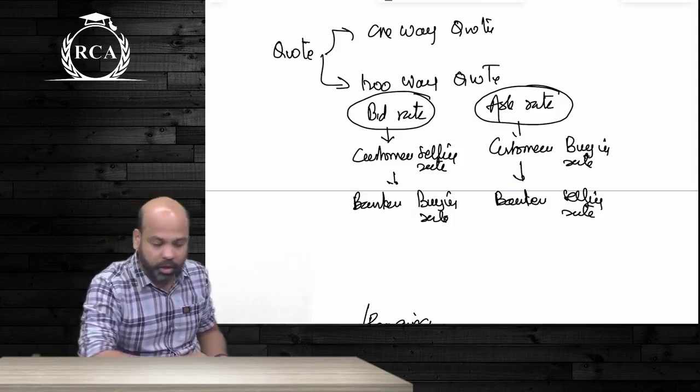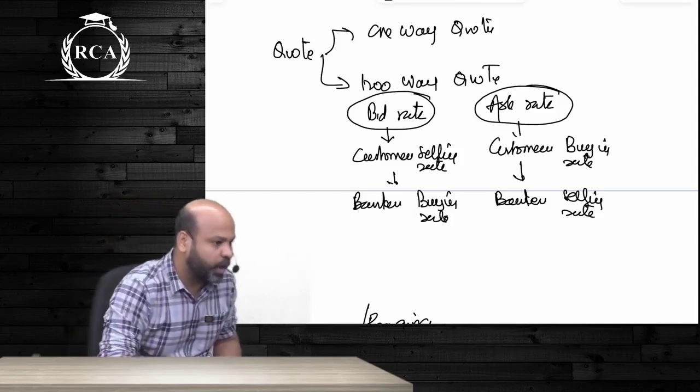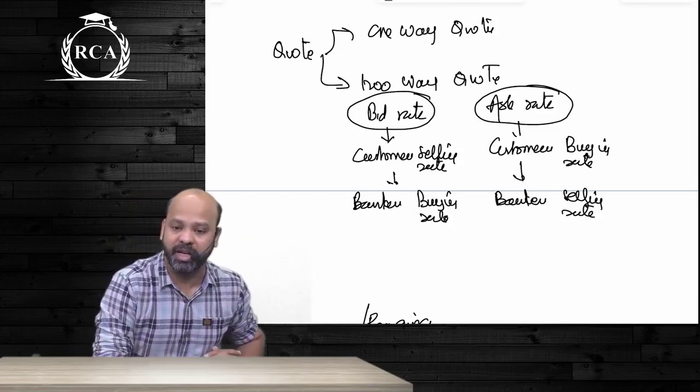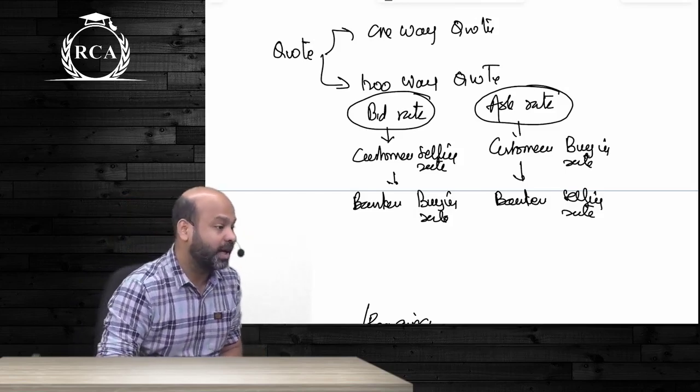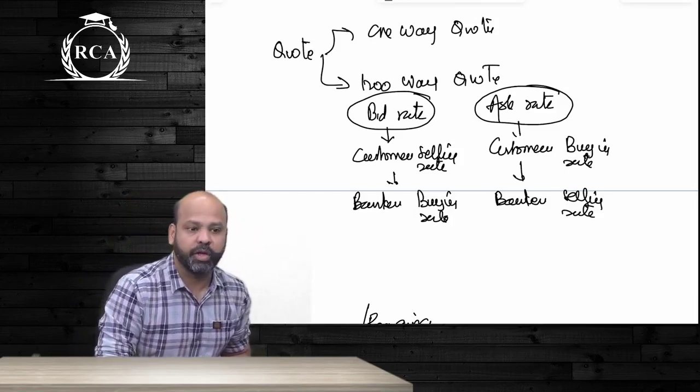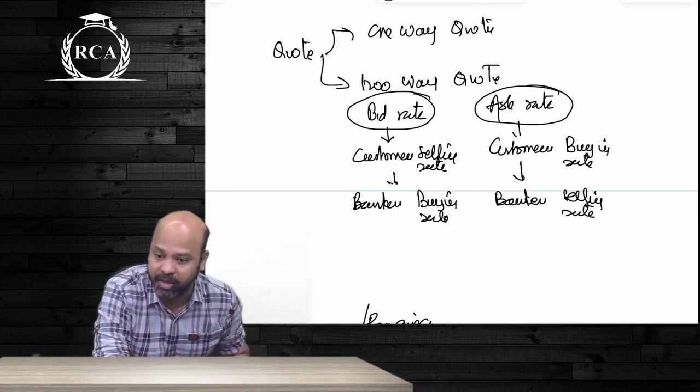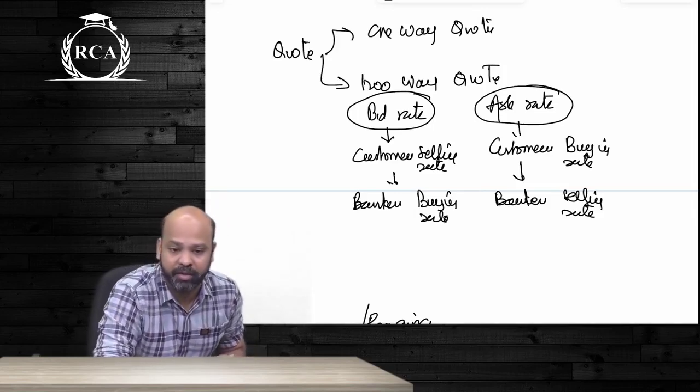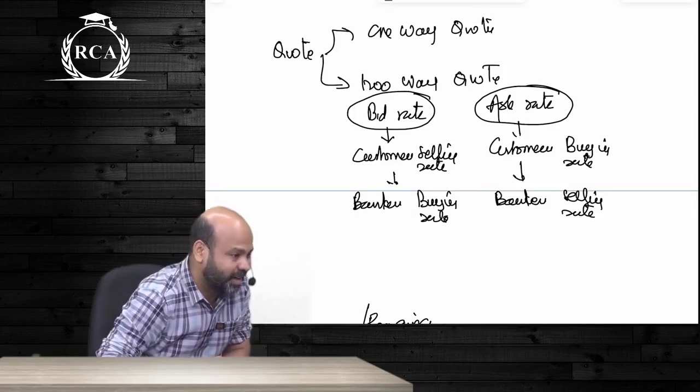So, I was talking about one-way quote and two-way quote. A one-way quote would mean that there is a single rate that is specified for both buying and selling. A two-way quote would mean that a separate rate is given for buying and a separate rate given for selling. This is called the bid rate and ask rate.